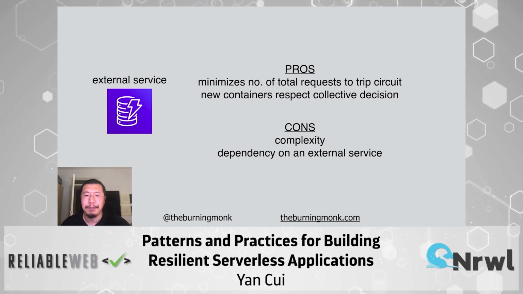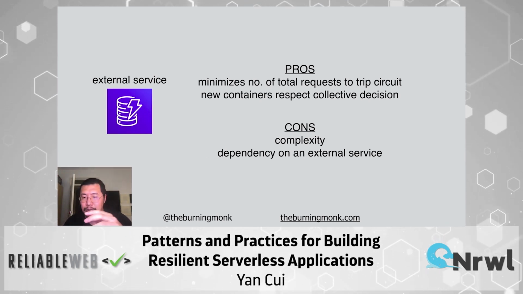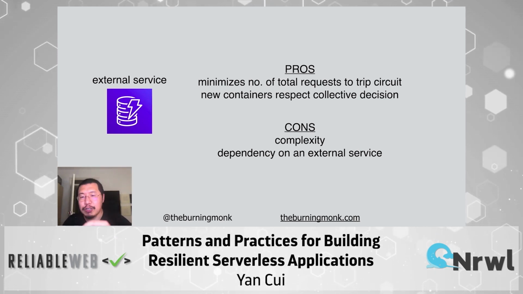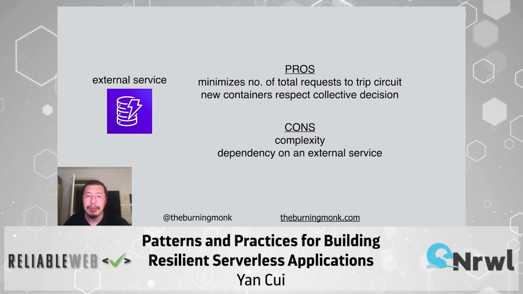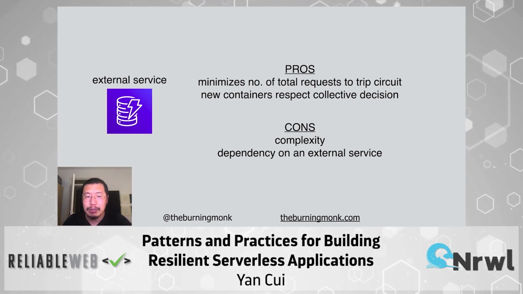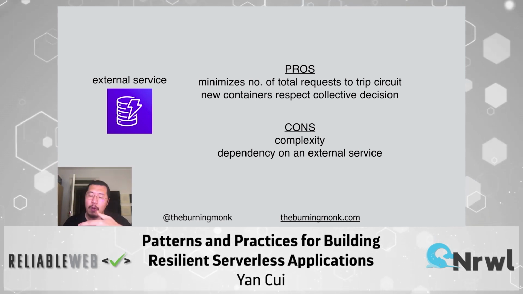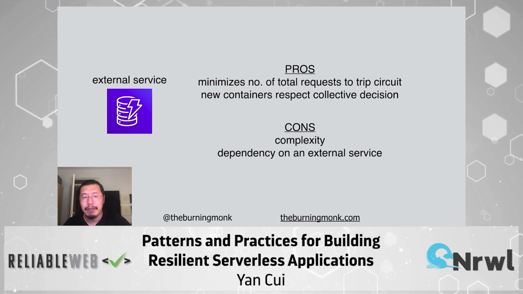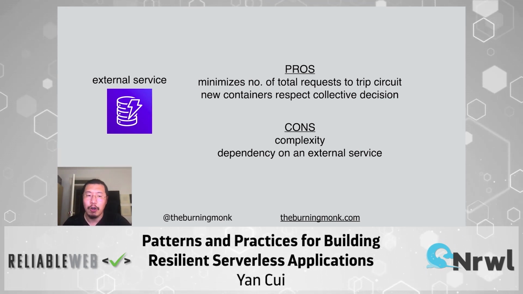requests through before it even identifies that, okay, this service is having a problem and we shouldn't make any more requests to this service. Or potentially we can store the state of the circuit in some service external to our function, say a DynamoDB table. In this case, we can minimize the total number of requests to the service before we trip the circuit, and when a new concurrent execution comes alive, it can just check the DynamoDB table to see if this circuit is open.